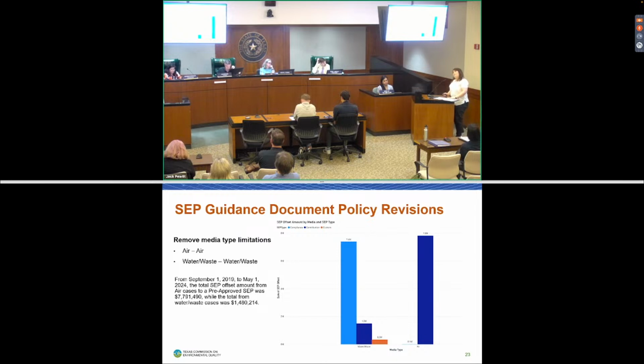You can see another handy chart right there that the vast majority of penalty dollars that are going to SEPs are going to air SEPs. That's those dark blue bars right there. $7.8 million went to pre-approved air SEPs, but only $1.5 million went to pre-approved water and waste SEPs. You can see the $7.4 million number there, which looks impressive, but that relates to compliance SEPs, and our third-party administrators aren't involved in that process. So really, our air third-party administrators are getting a lot more funding.